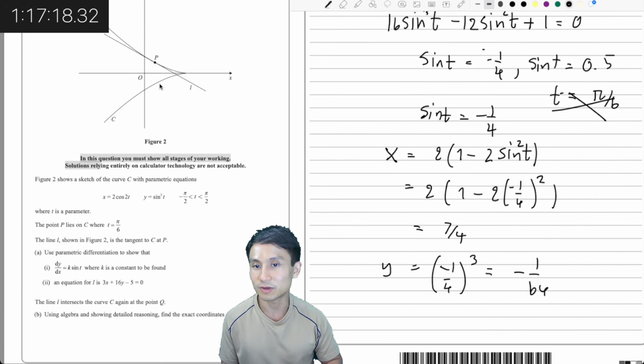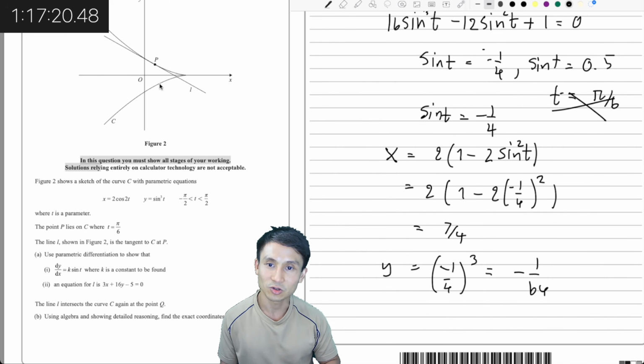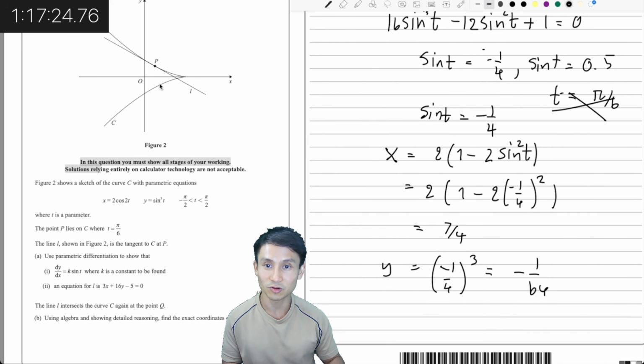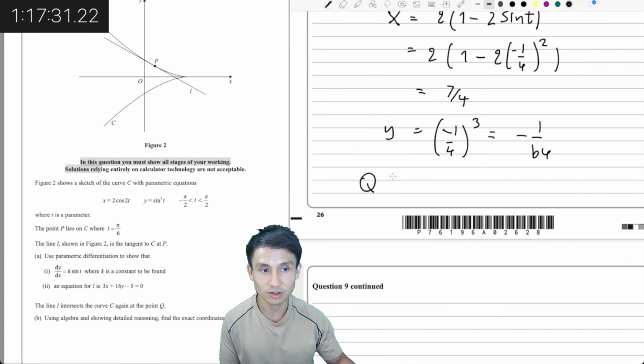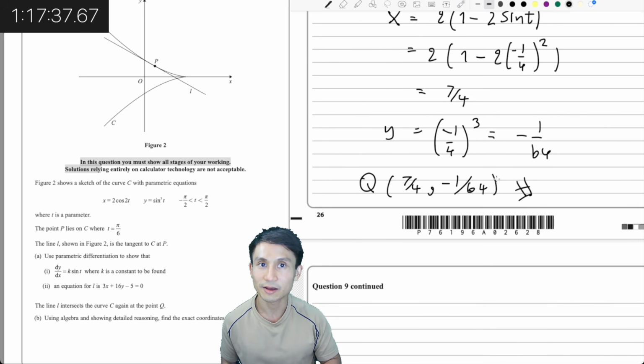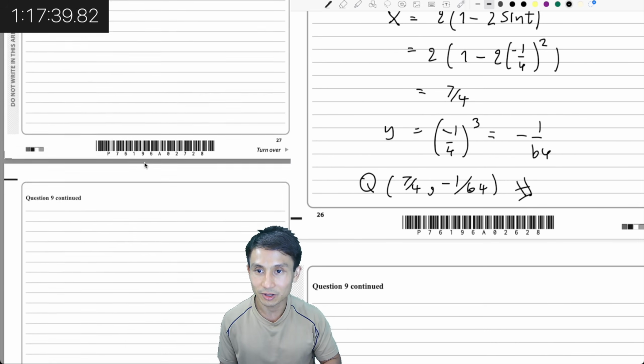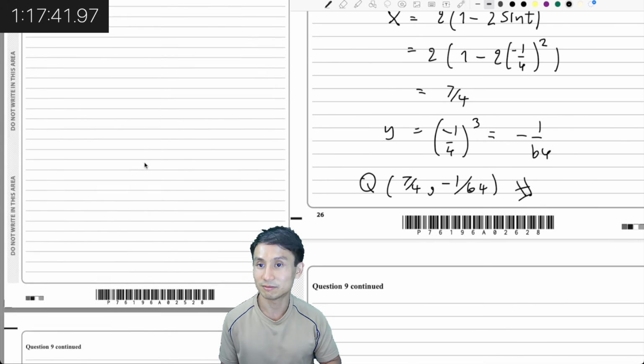Let's check if q is in the right quadrant. So x is positive and y is negative. That's reasonable. So that's in around this quadrant right here, yeah? So q is going to be 7 over 4 and minus 1 over 64. That's the answer there. I think I'm almost out of time, and oh, I'm done.